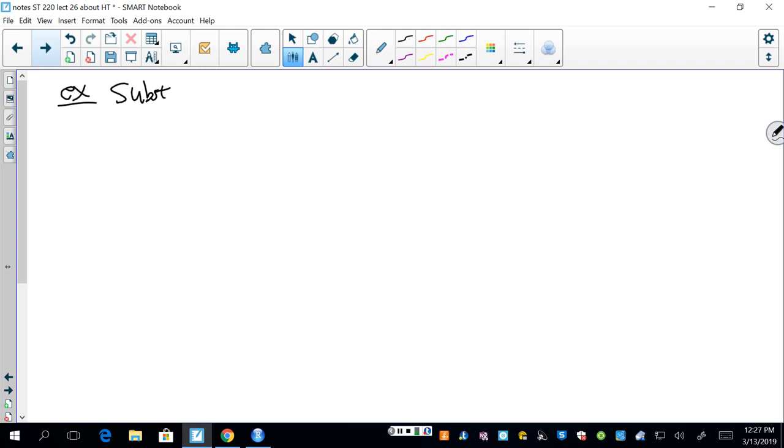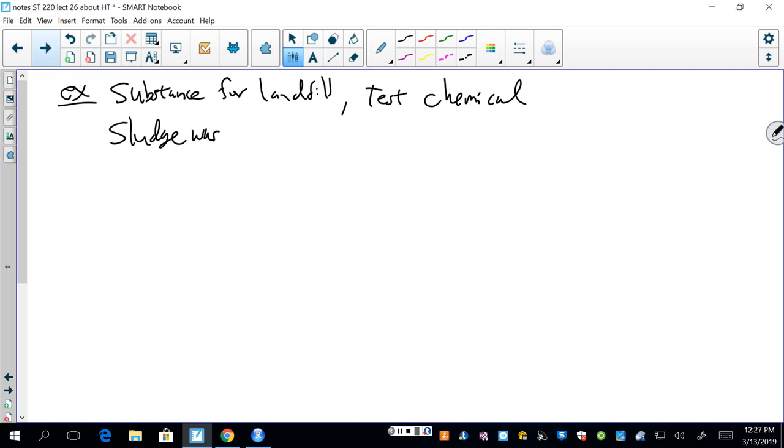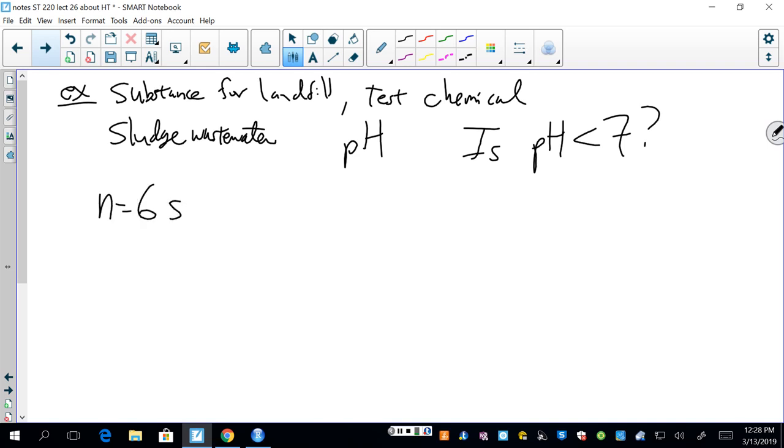So let's say we have some substance that's going to a landfill. Before we can put it in there, we have to test the chemicals that are involved and check its properties. Let's say this is some sludge wastewater, and we have to look at the pH. We could ask the question, is the pH less than 7? Maybe for a pH that's greater than 7, it needs to be treated so that it's not so acidic. So we take n equals 6 samples.